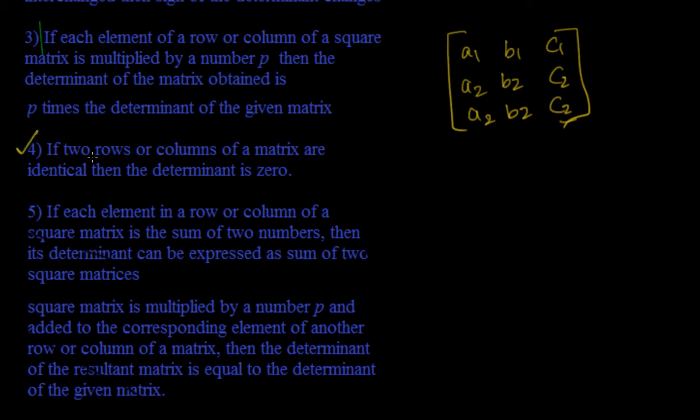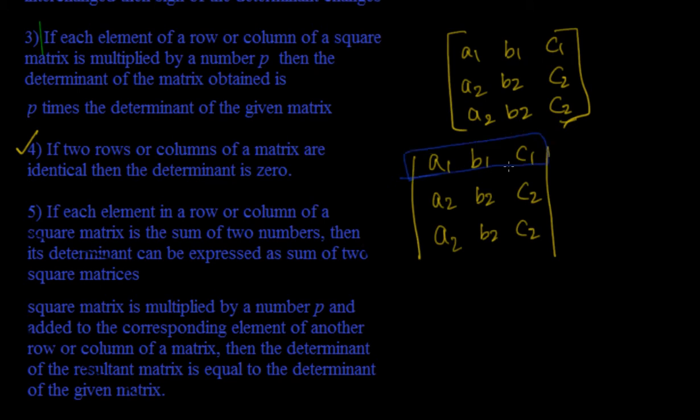We are going through this property. If two rows or columns of a matrix are identical, then the determinant is 0. That means the determinant of this particular matrix A1, B1, C1, A2, B2, C2, and again A2, B2, C2 is 0. To make it very easy, I will take the row which is not identical and use it to find the determinant. But you can take anything. You can directly calculate. You can prove that the determinant is equal to 0.